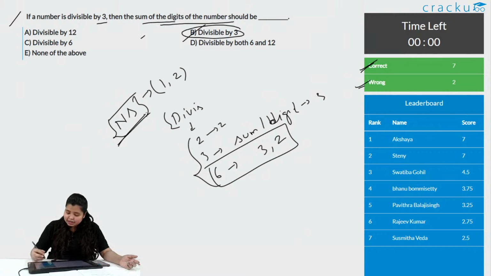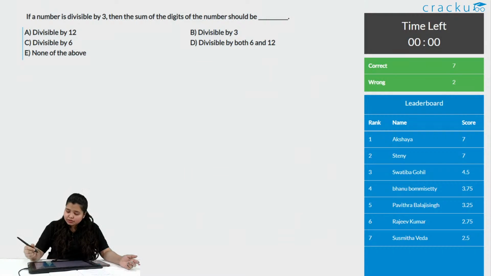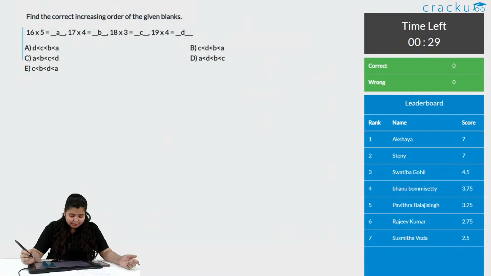And 7 people got this correct and 2 wrong. Let us go to the next question. This was the 8th question, the next will be 9th. Again a table based question.